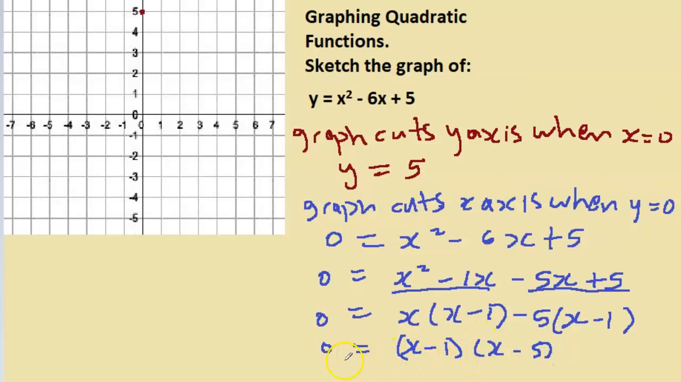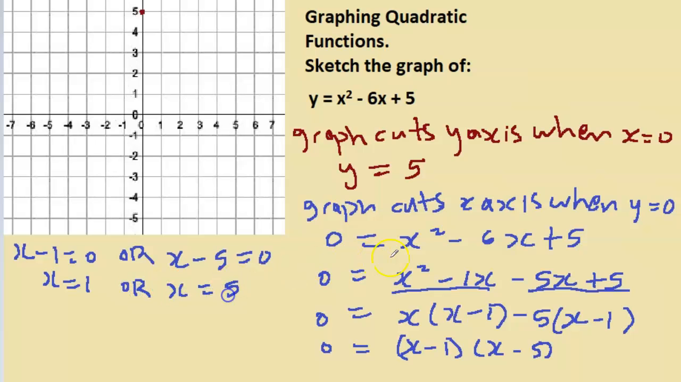So to solve this quadratic, we equate both brackets to 0. So we end up with x minus 1 equal to 0 and x minus 5 equal to 0. So solving, x equal 1 and x equal to 5. So these are the values where the graph cuts the x-axis at positive 1 and also at positive 5.